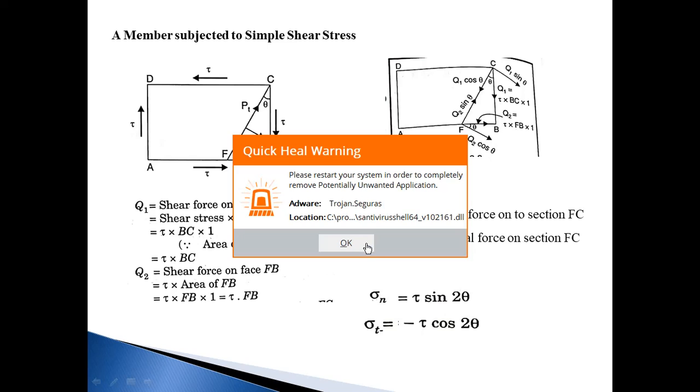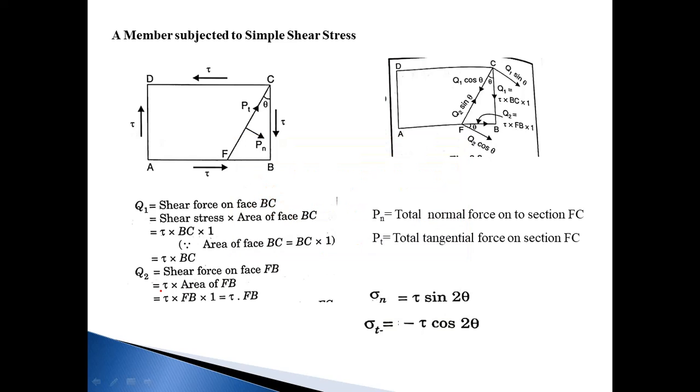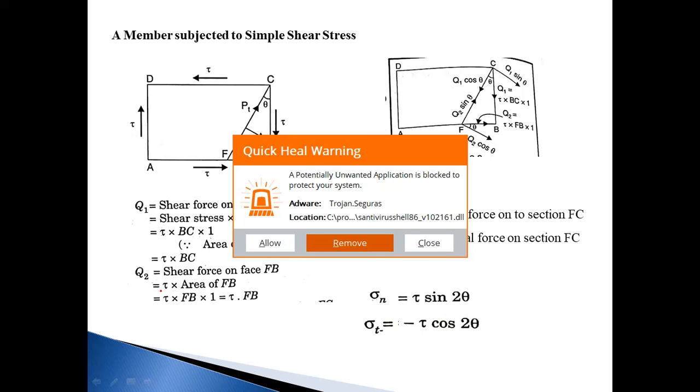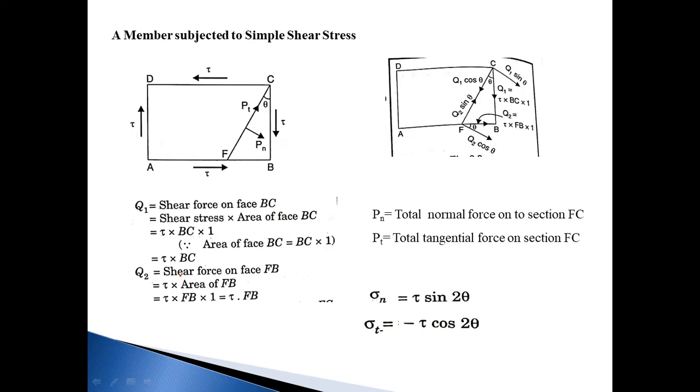Then next, Q2. Q2 is the shear force on face FB. So tau into area of FB, that is tau into FB into 1, that is tau into FB. So these are Q1 and Q2.